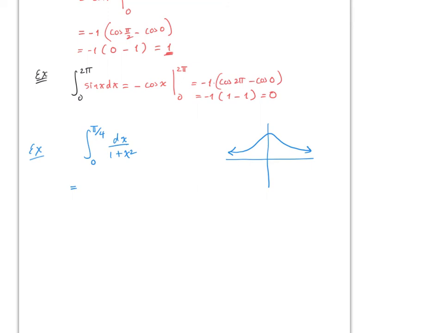And what is the integral of 1 plus x squared? Remember, the antiderivative is tangent inverse, and you go from 0 to pi over 4. So this will be tangent inverse of pi over 4 minus tangent inverse of 0. Remember that tangent of pi over 4 is 1, so this will be 1 minus 0. So the whole thing will be just 1. Okay? So this will go from here to pi over 4. So this area will be 1.